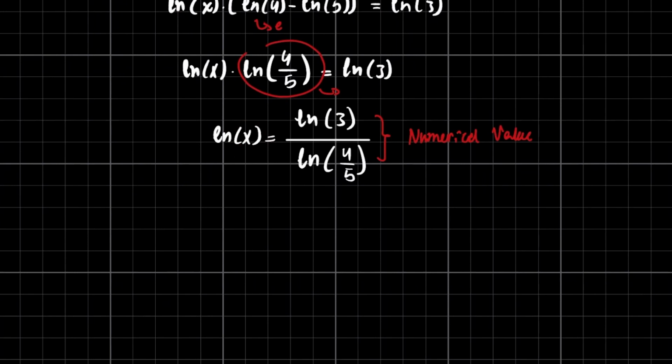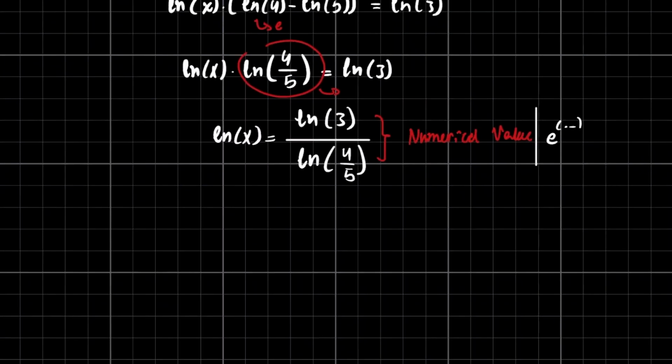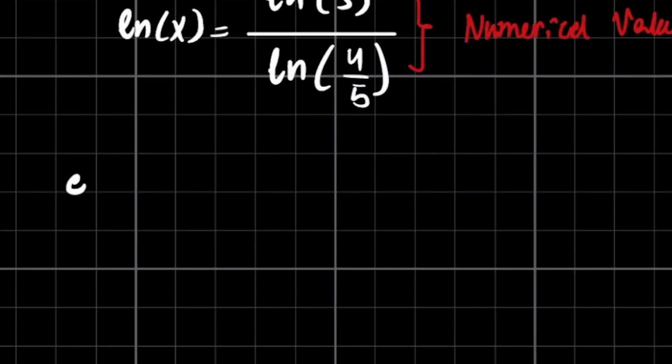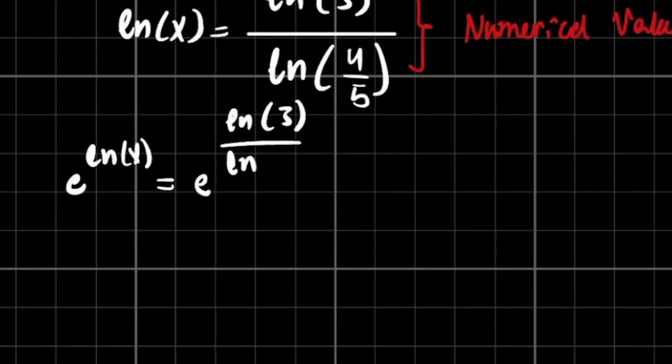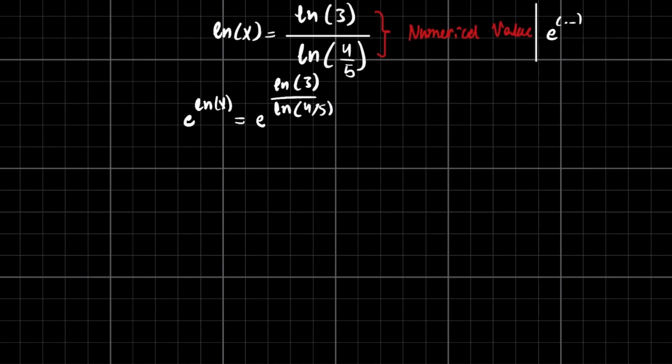We raise both sides of the equation as a power to our function e, and in this way we will get e to the power of ln of x is equal to e to the power of this expression here, ln of 3 over ln of 4 over 5. Now simplifying that, x is equal to this expression right here.